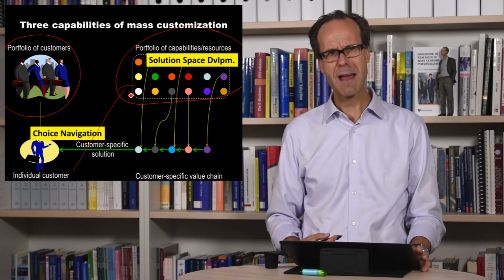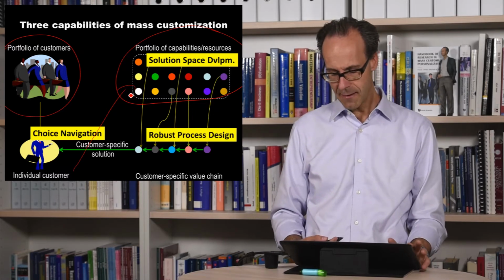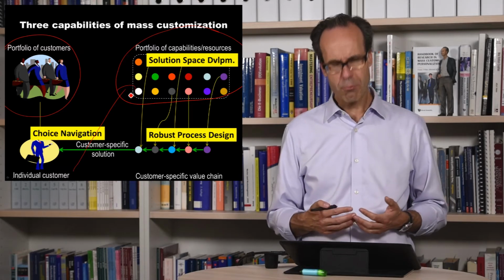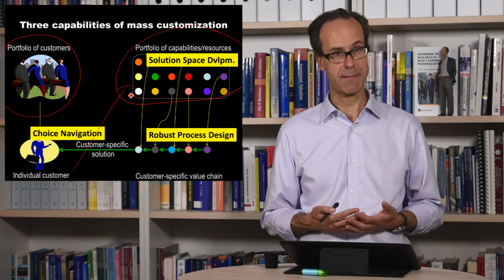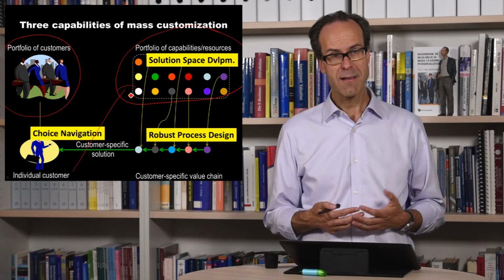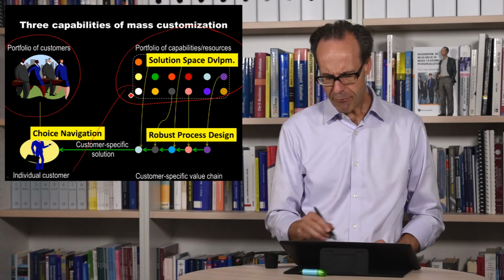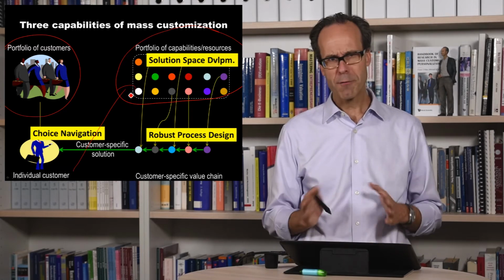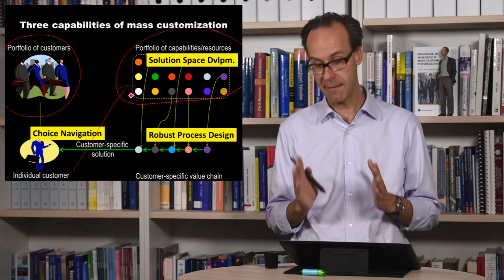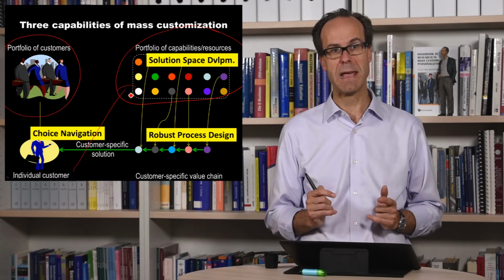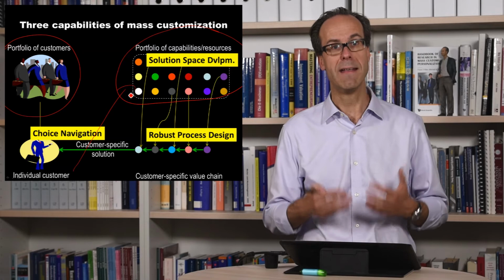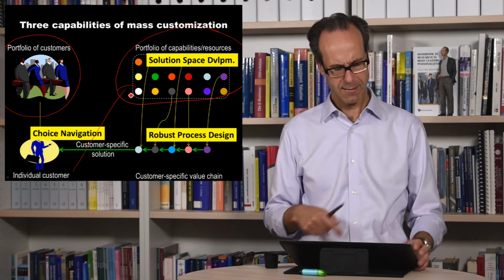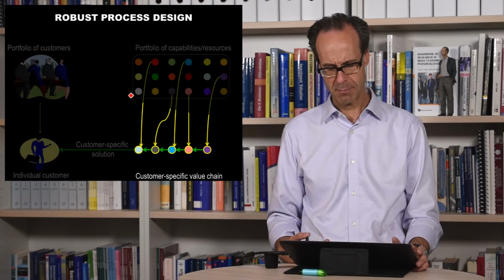And finally, but last but not least, it's robust process design. It's the ability of the company to produce and deliver what a customer selected. And the idea is that whatever a customer selected out of the solution space, whatever configuration it is, as long as it is from the predefined solution space, it can be produced as if it all would be the same. Let's explore these capabilities a little bit more closely.